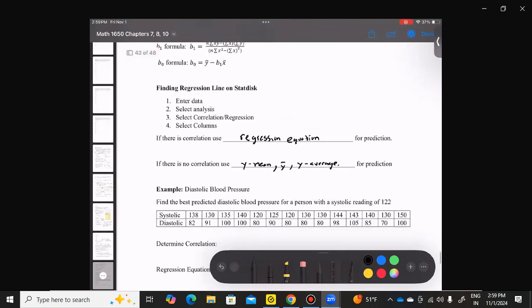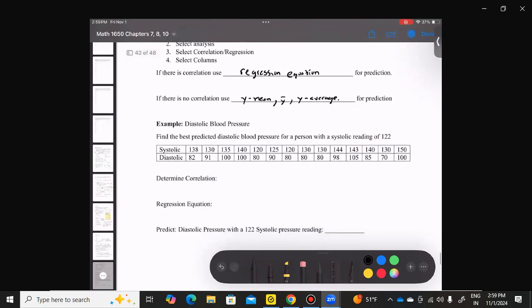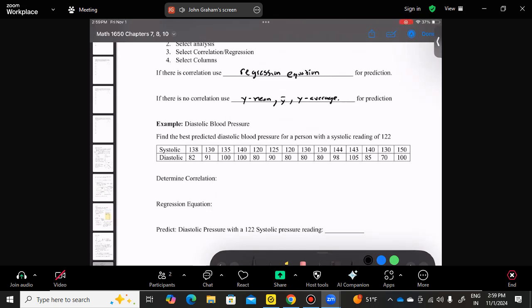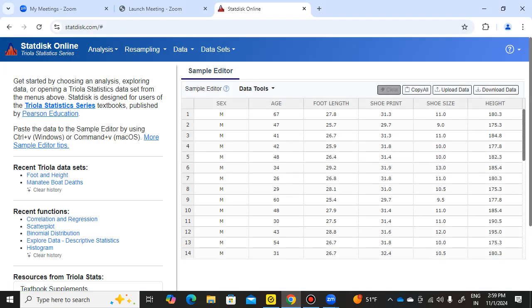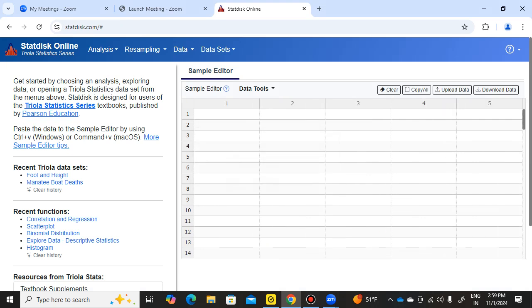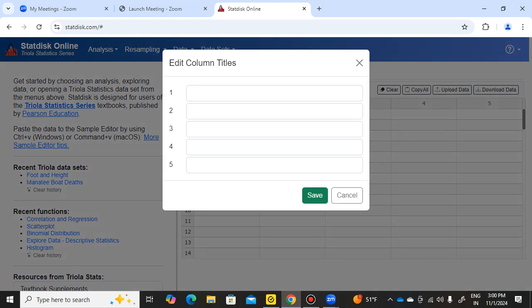Right, so let's do some examples here to really run these. So we're going to be putting a lot of this data into StatDisk. Let's go back and clear this data here. So we're going to do different types of the different blood pressures here. So, name these.